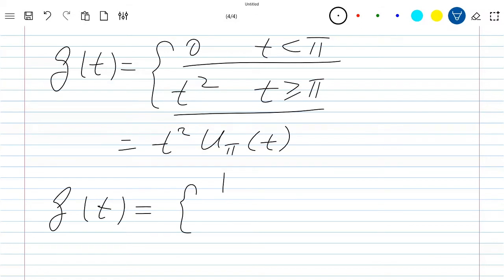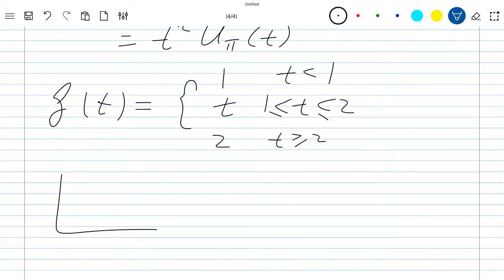And let's do a harder one. Say you start from 1 when t is less than 1. Then let's say we have a linear growth, so you have t between 1 and 2, then it becomes 2 after that. Right, so the plot will start with 1, then become 2, like that. So how do you write down the step function? You start with 1, then you add the step function.